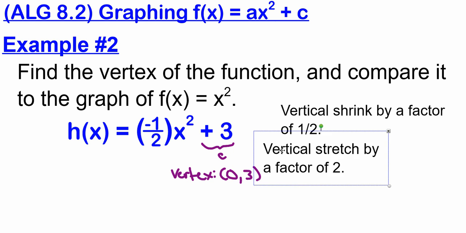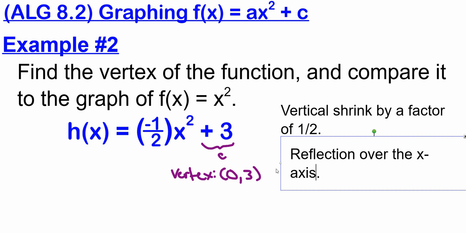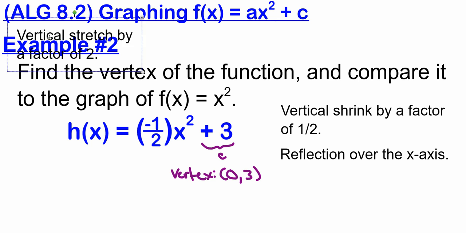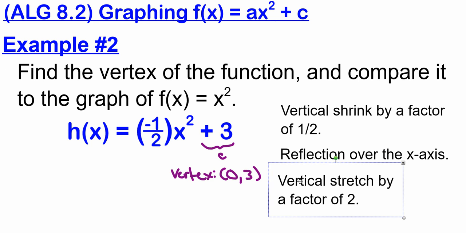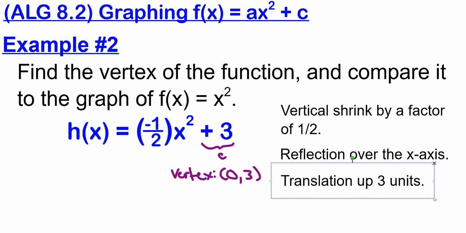And then the other transformation in here with that negative a value, so that's its own transformation, that causes a reflection over the x-axis. So instead of the parabola opening up, it's now going to open down. So that's a reflection over the x-axis, makes it open down. And then for the last one, that plus 3 is going to shift the graph up 3 units, which we call a translation up 3 units.